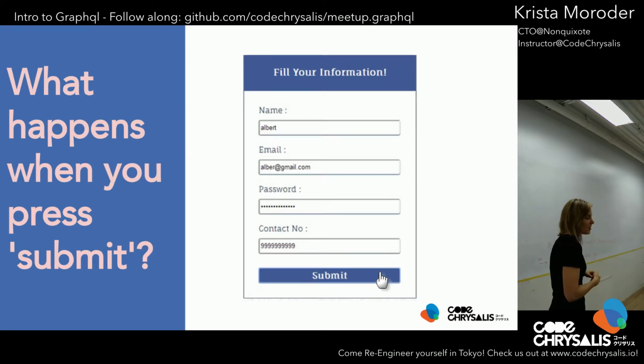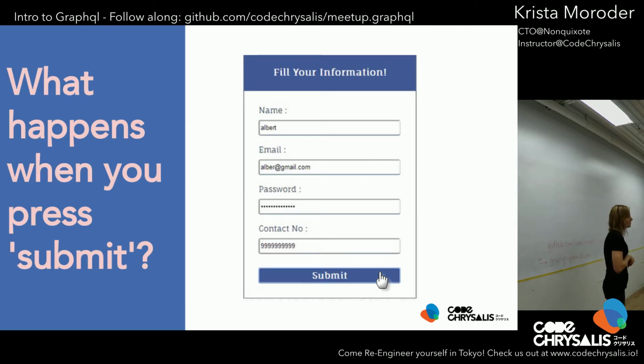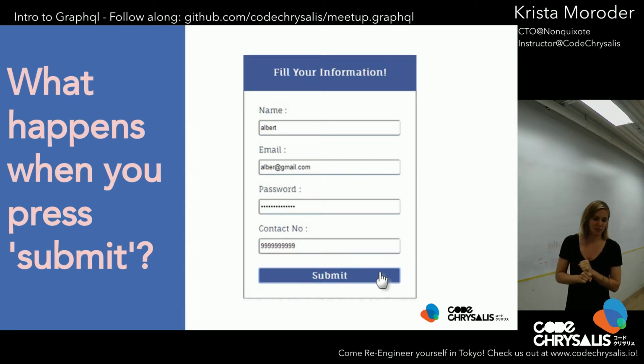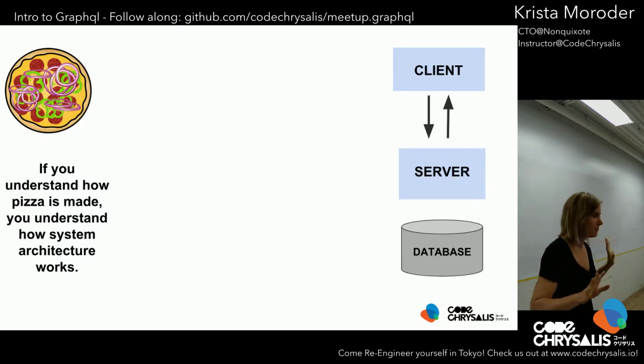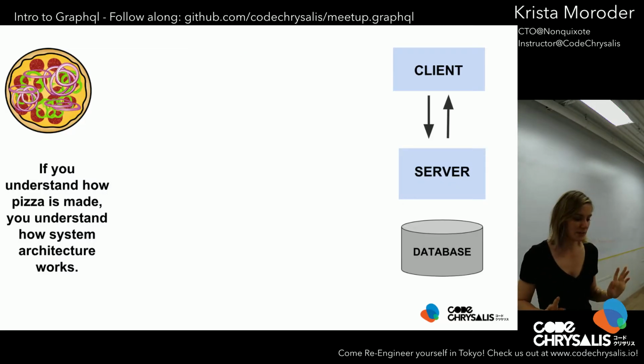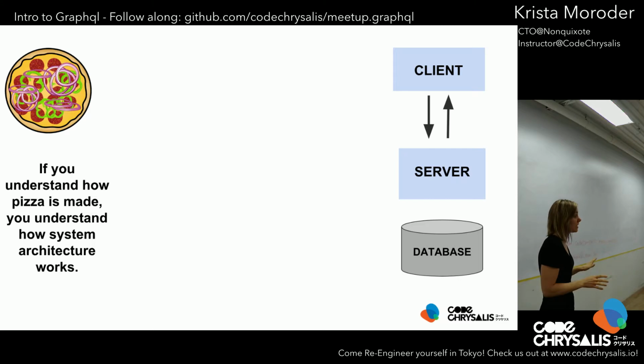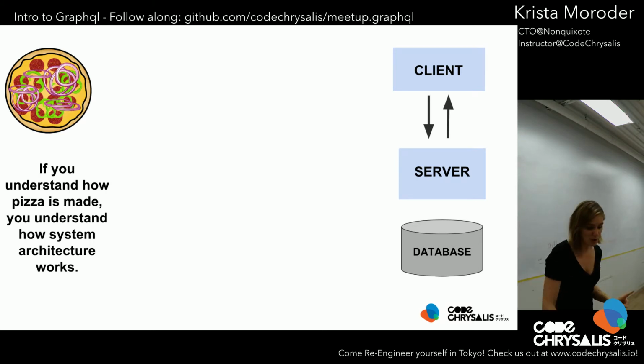Okay, so if you understand how pizza is made, you probably understand how server architecture works. So my favorite metaphor is pizza, partly because I'm always hungry, but also because I spent a long time working in restaurants. And when I first got into software development, I didn't really understand the difference between the front end and the back end. But I had worked in a kitchen, so I knew the difference between a waitress and a chef. So this is how it works.